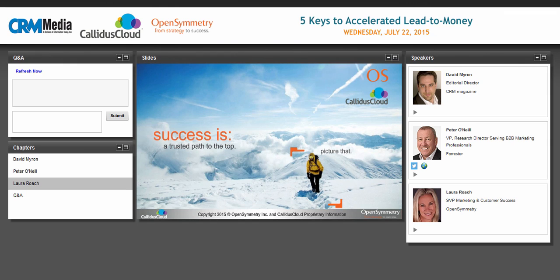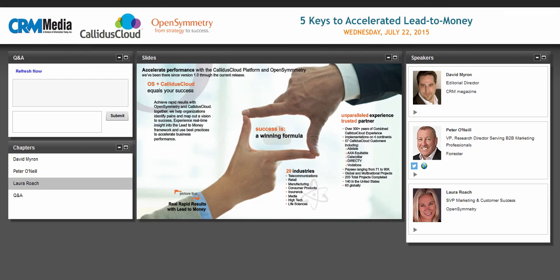So in conclusion, success is really that trusted path to the top. You really need to leverage the comprehensive and robust technology like Callidus Cloud, and then best practices on your business process with OpenSymmetry's SPM assessment and future state roadmap so we can map you a trusted path to the top. So I thank you for your time, and I appreciate this, and I think I'll hand it over to you, David, to open it for Q&A.